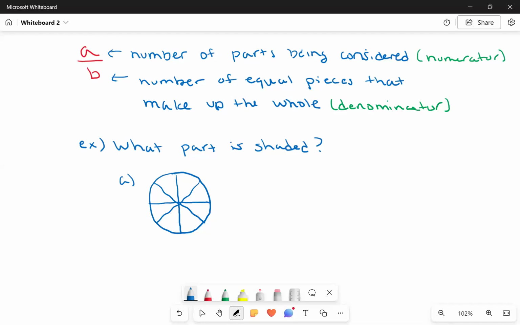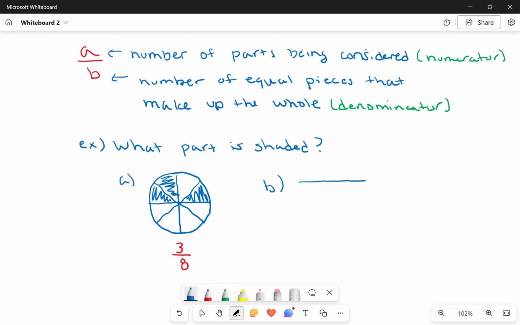Okay, and then here I'm going to shade in this one, and that one. There we go. There's my shaded pieces. Okay. And since I already told you that there's 8 pieces total and you just saw me shade 3 of them, then 3 out of 8 is shaded.